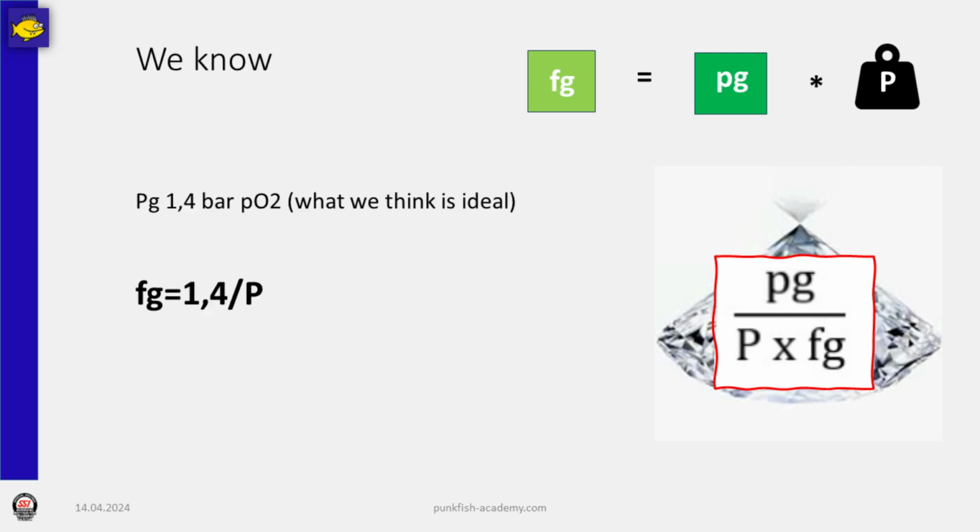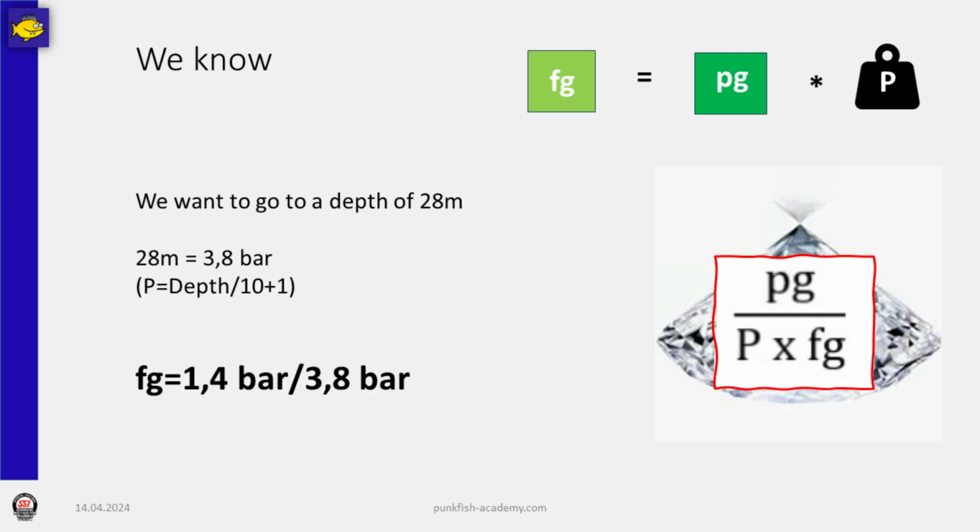We know that we want a partial pressure of oxygen of 1.4 bar. This is what we defined already as our safe limit. So instead of Pg for pressure gas, we can already put in our 1.4 bar. And we know one more thing. We know that the maximum depth where we want to go is 28 meters. This is what we're actually planning. So we can already put in as well our 28 meters in bar.